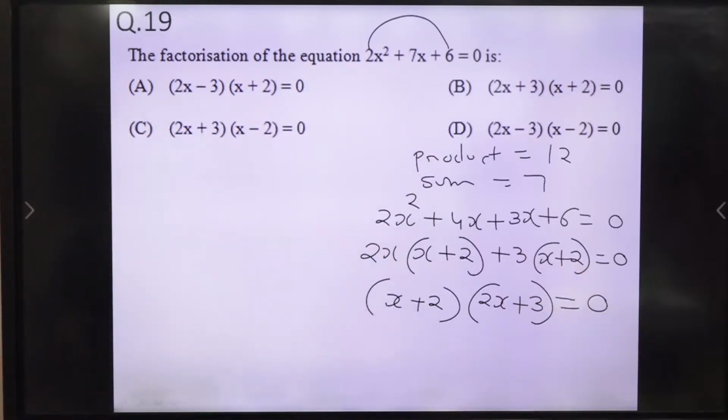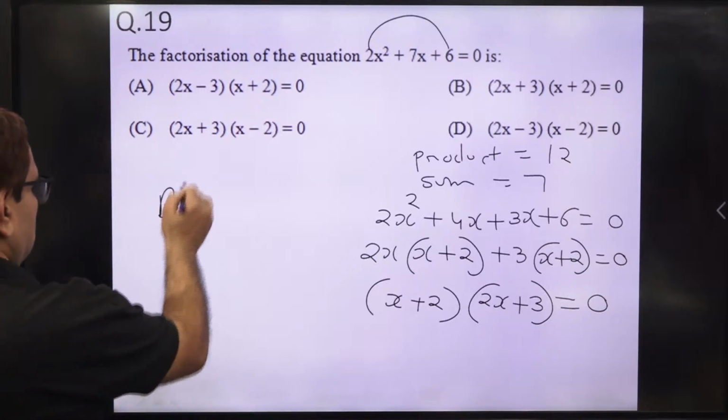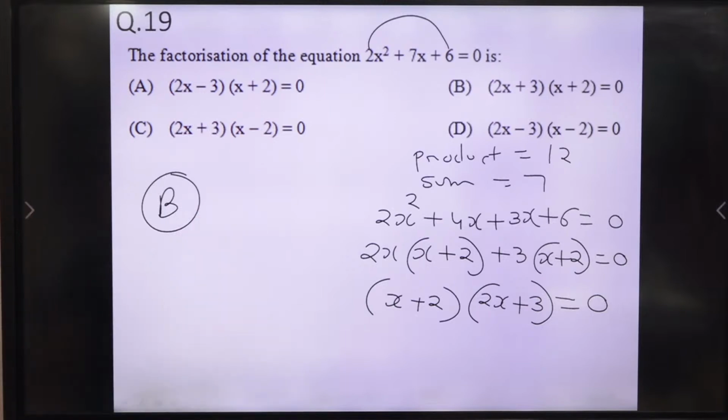So if we match with the options, which option is coming out right? Ritesh is getting answer B, Asthmi is getting B, SS Gupta is getting answer B. So B is the right answer here. Such a simple problem you may also get in the exam. So please practice factorizing quadratic equations.